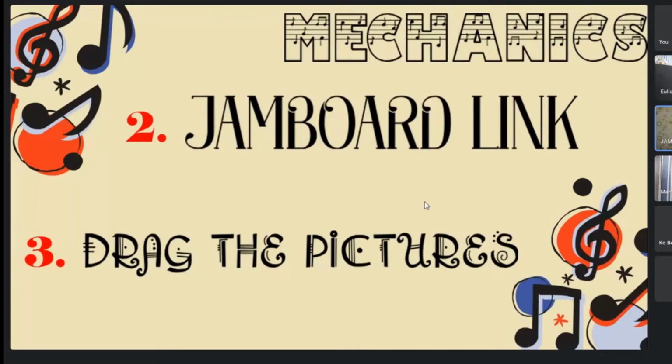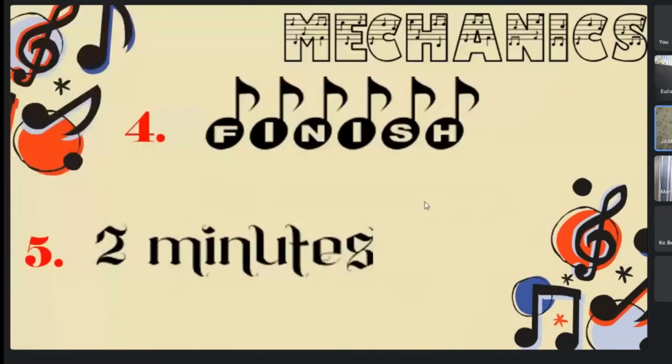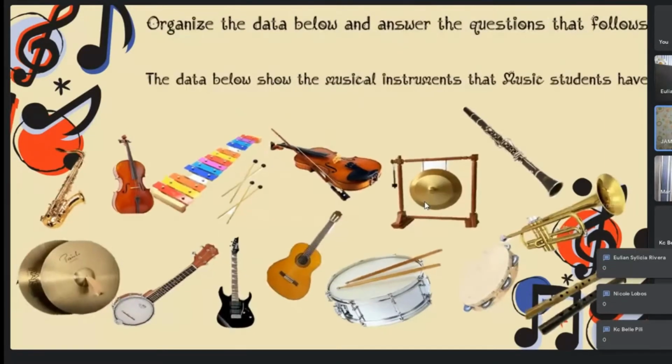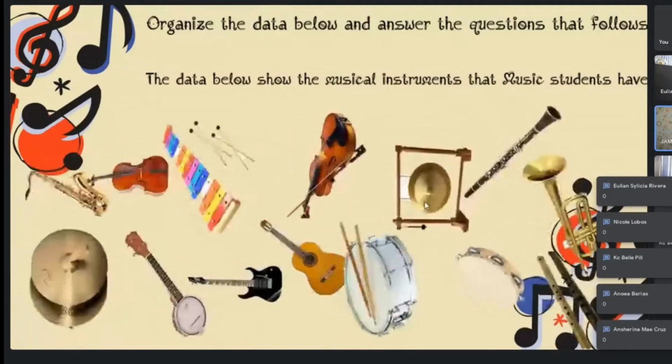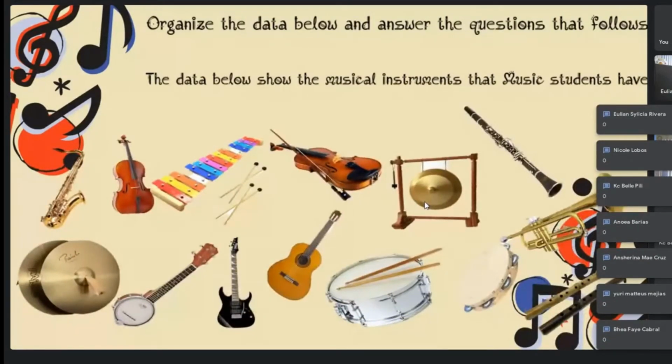You are going to organize the data by dragging the pictures to each corresponding category. Once done, type finish on the chat box. The overall leaders will type finish on the chat box. You only have 2 minutes to finish this activity. If you understand, kindly type 0. If not, click the raise hand button. Okay? So you are going to organize the data here.